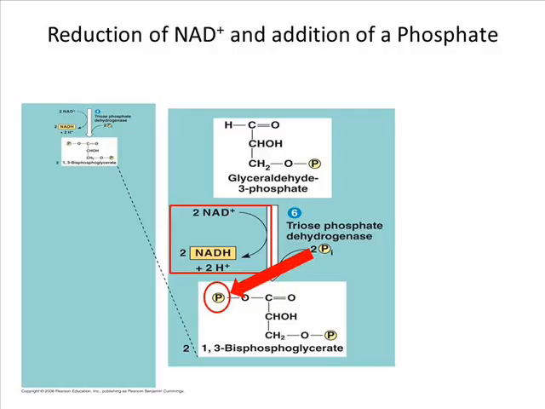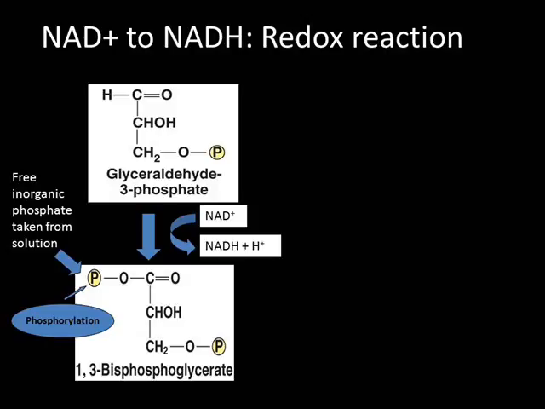The other thing to note is that NAD plus has taken 2 hydrogens away from our glyceraldehyde 3-phosphate. So glyceraldehyde 3-phosphate has lost 2 hydrogens in this reaction, but has gained a phosphate. Now let's look at this NAD plus and NADH reaction a little bit more closely. This reaction is what we call a redox reaction. That is a reduction oxidation reaction. And this involves the transfer of electrons from one molecule to another.